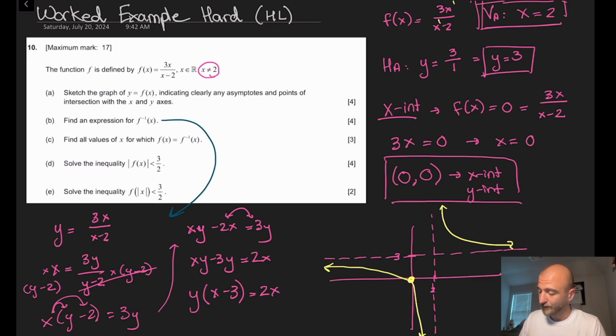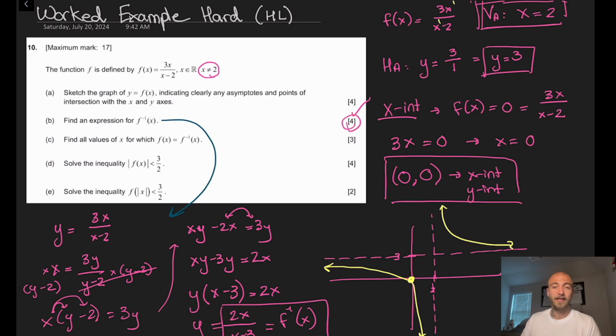And the last step, if we just divide everything by x minus 3, y is equal to 2x over x minus 3. And that is our inverse function f of x. And there, 4 points in the bag.